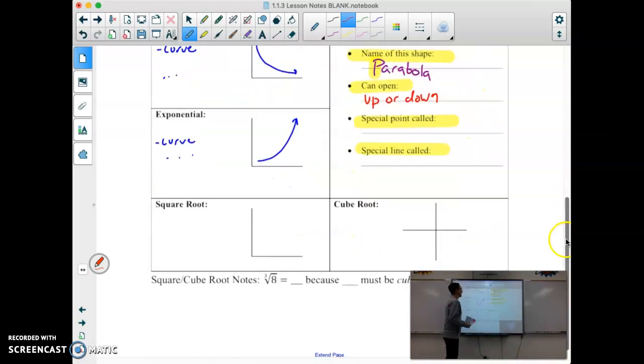Special points. We have our vertex, x-intercepts, y-intercepts, and then our special line is the axis of symmetry.